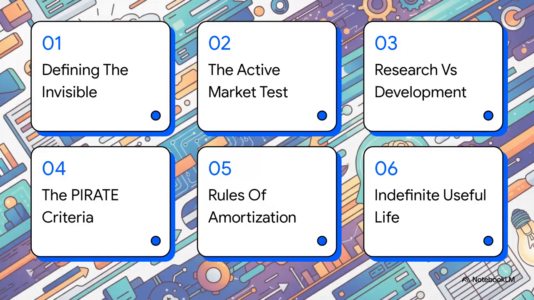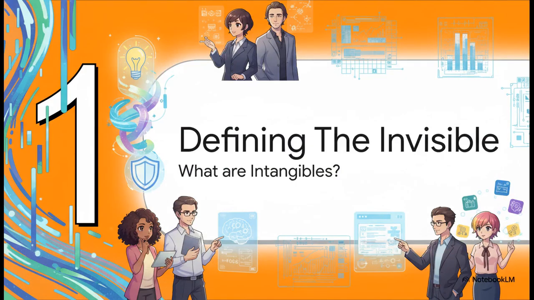balance sheet. Here's our roadmap for the breakdown. We'll be hitting defining the invisible, the active market test, research versus development, the PIRATE criteria, rules of amortization, and finally, indefinite useful life. All right, starting with Section 1, defining the invisible. How do we even prove these things exist?